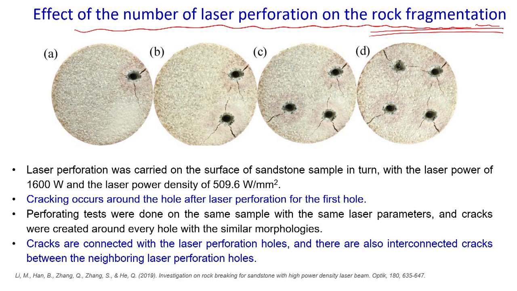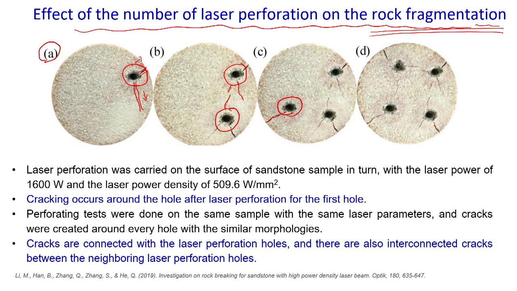In figure A, you can see only one hole has been drilled and this hole has created wider cracks. This crack has propagated in the circumferential direction and there is another crack moving in this particular direction. As we drill another hole, the network of cracks starts to form. Just look at the third hole, where another circumferential crack has started.